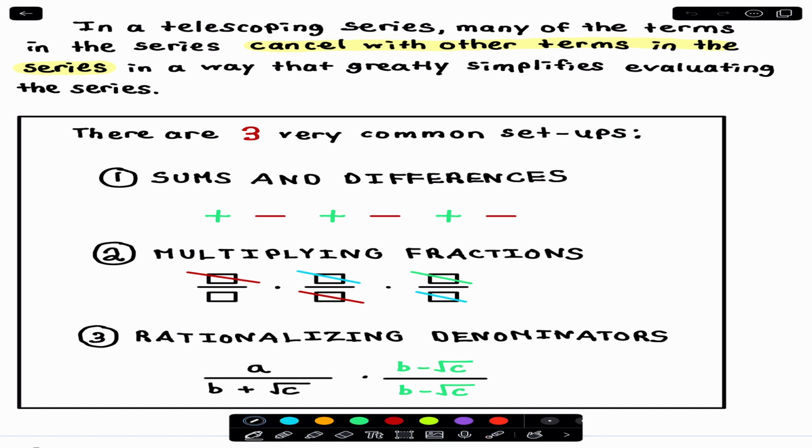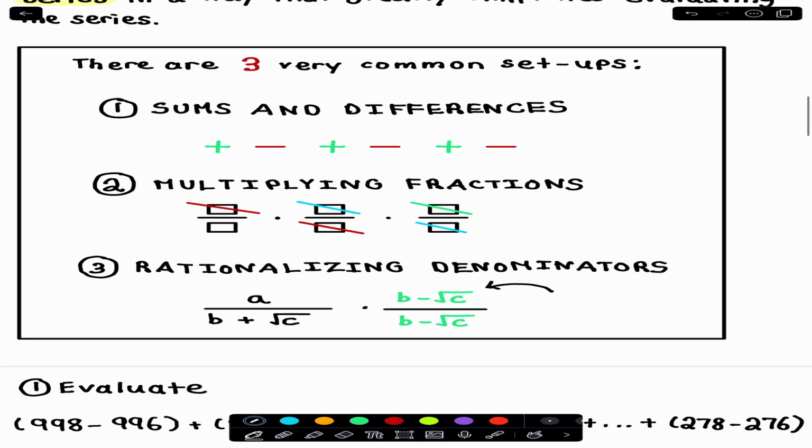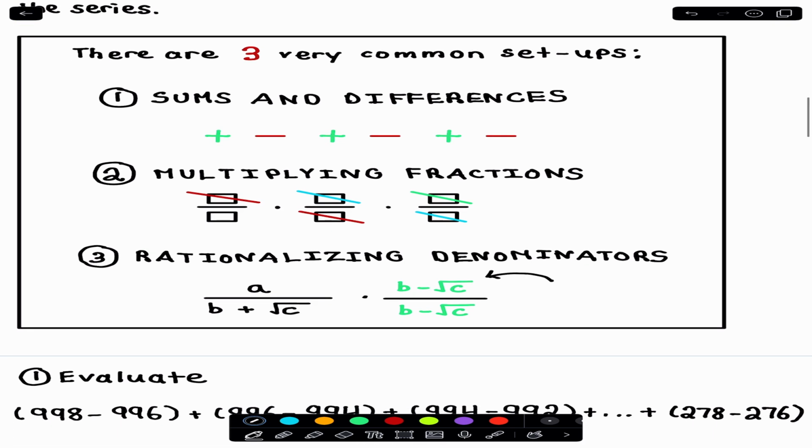And this very important thing has a name. Instead of b plus square root of c, we have b minus square root of c that we're going to be multiplying by. This is called the conjugate. So when we say we're multiplying by the conjugate, that's what we mean. Basically, we take the term in the denominator and we just change the sign to a minus.